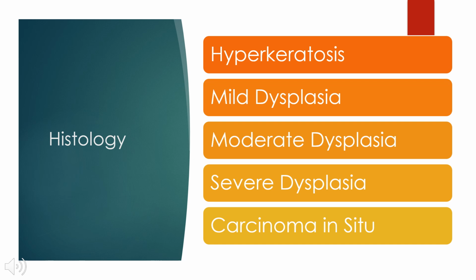In the low risk category, we have mild dysplasia and moderate dysplasia, and in the high risk category, we have severe dysplasia or carcinoma in situ.